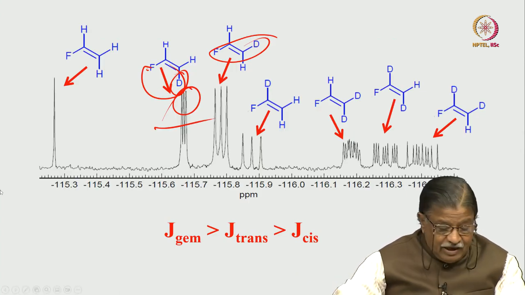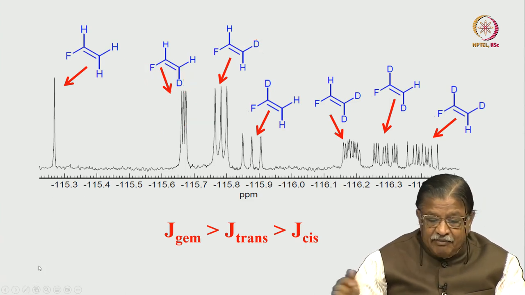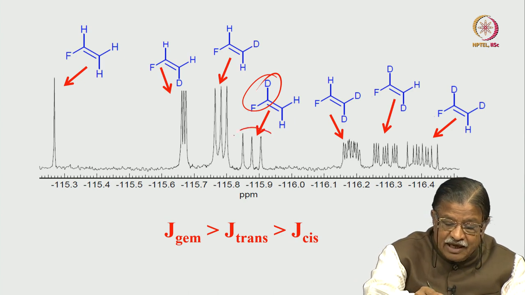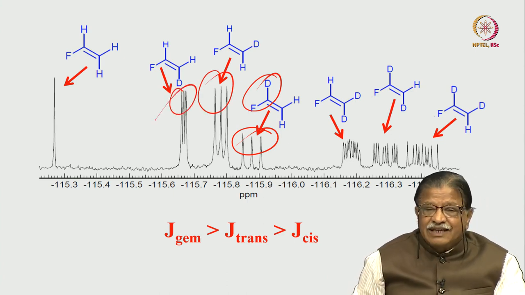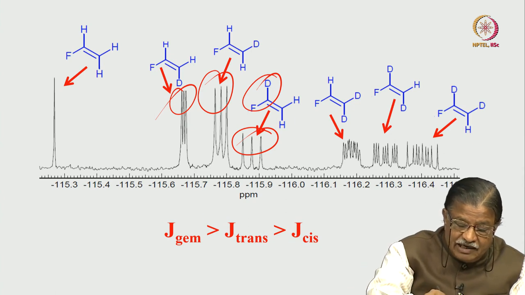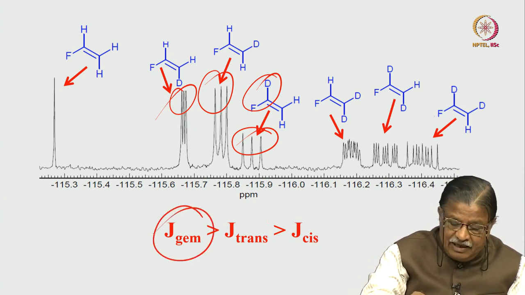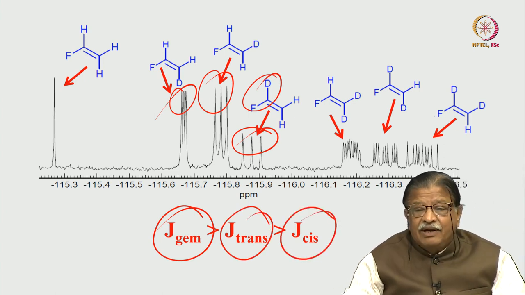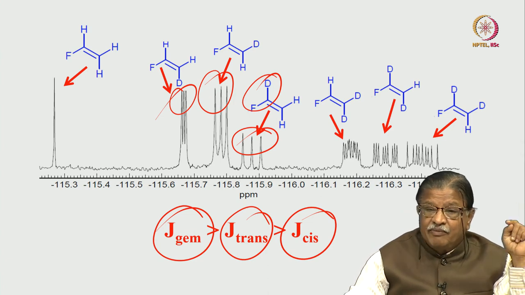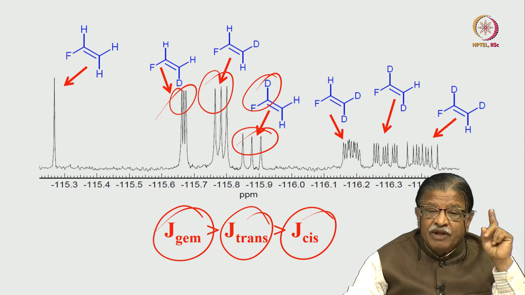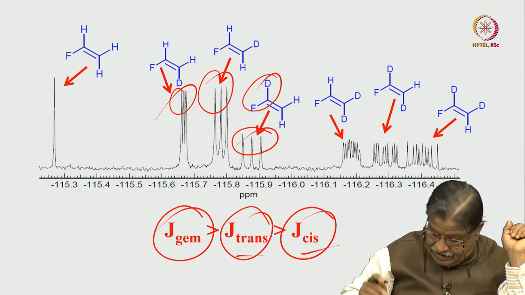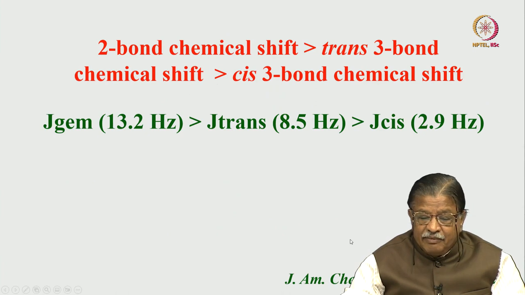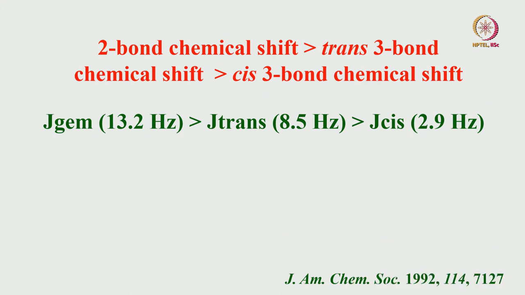And if you carefully look at it, you can understand one thing from this spectrum. Remember, when the deuterium is there in the geminal position, the separation is larger. Then it comes to trans, then comes to cis. What do you understand from that? The J coupling between fluorine and deuterium is larger for geminal coupling, then trans, then cis. You know, it is a completely reverse phenomenon compared to what we observe in protons. In protons, we saw trans coupling is larger, then cis coupling, then geminal coupling. But here you see, geminal coupling with fluorine and deuterium is larger than trans, than cis. This is the phenomenon. And so the two-bond chemical shift also is larger, more than that of the trans three-bond coupled chemical shift than this one.